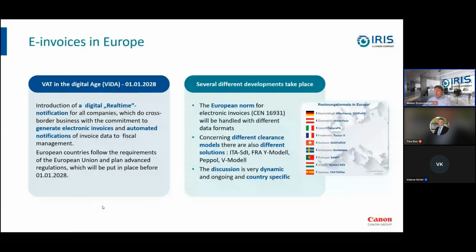What does this mean related to the countries? We have several different developments taking place based on the electronic invoice norm you see over here. Even nowadays, you can see that there are a lot of different models in different countries, and a lot of you may know that we can already handle quite a number of these within Xtract. Concerning the different clearance models, there are also different solutions on the market, and the discussion is very dynamic and ongoing, and we expect a lot of changes and new things in the upcoming future.